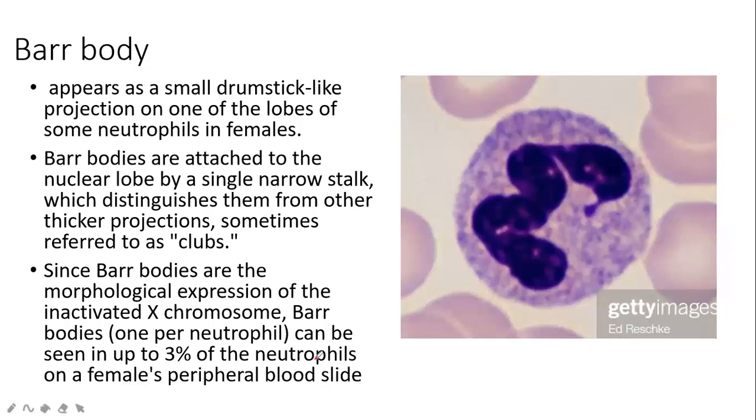Next are your bar bodies. These bar bodies are found in your neutrophils. They appear as small drumstick-like projections on one lobe of the neutrophils, seen in females. This actually indicates the inactive X chromosome. A female has two X chromosomes, so one is activated and the other is inactivated. The inactivated X chromosome will appear as a bar body in your neutrophils. So under the microscope, you will know the gender of your patient just by looking at the neutrophils.